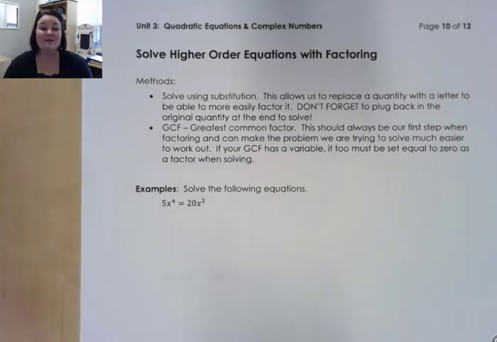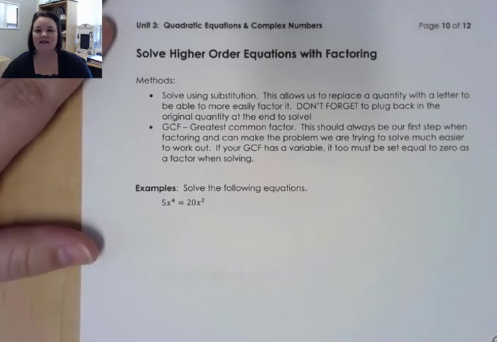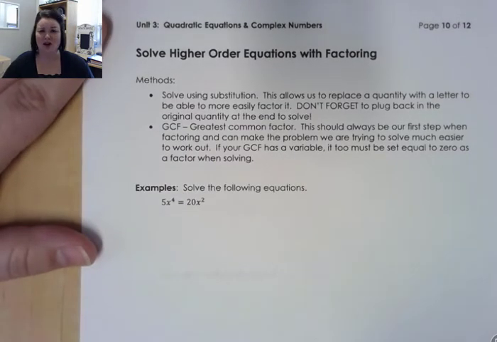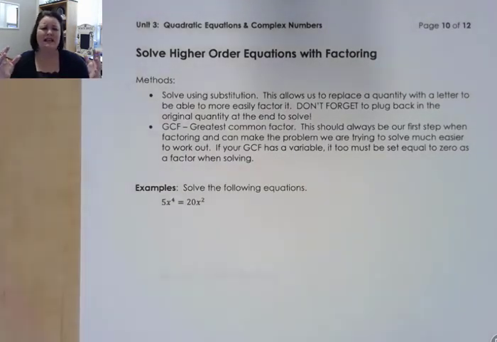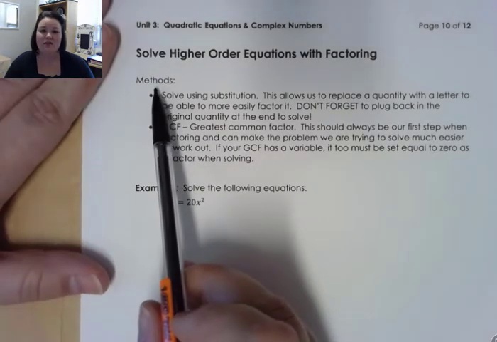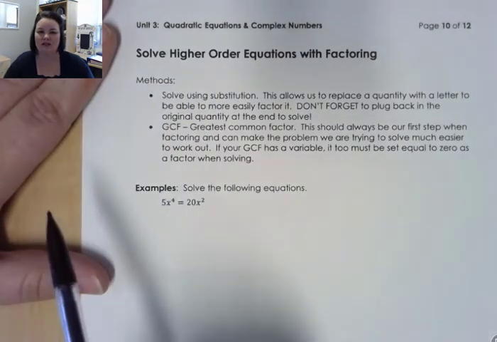All right, so we're going to go ahead and move on to solve higher order equations with factoring. And this is the same type of thing as solve by factoring. We still want to get it completely factored so that we can set each factor that contains a variable equal to 0 to get our solutions. However, we might see something that we haven't seen before. So we have additional methods for solving these higher order equations, okay?